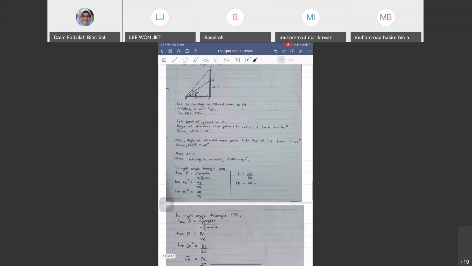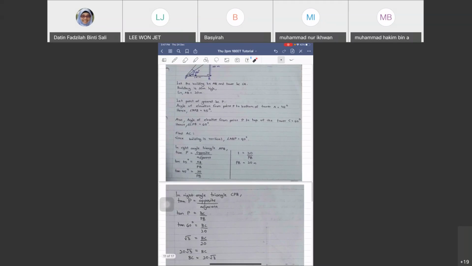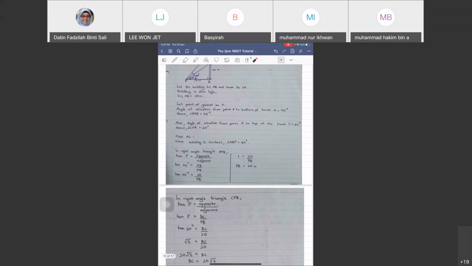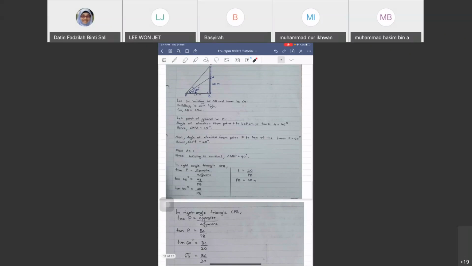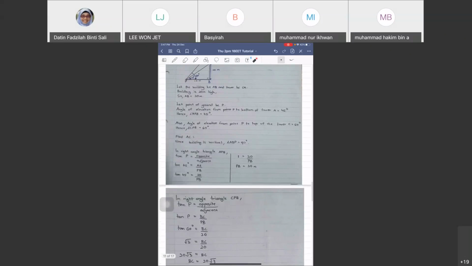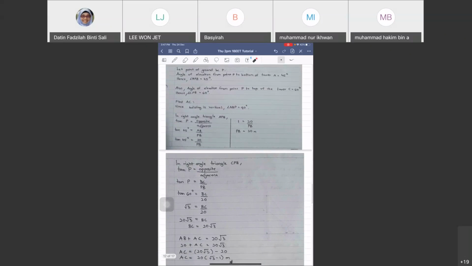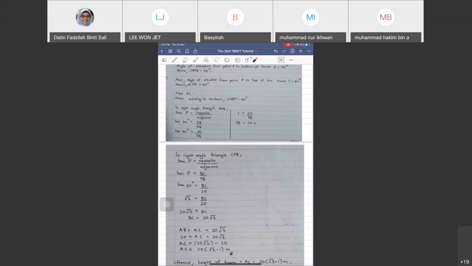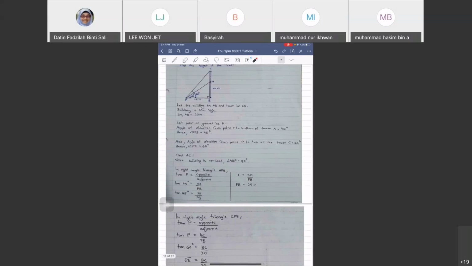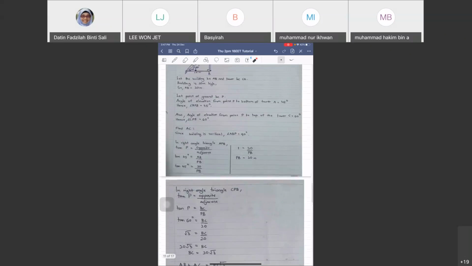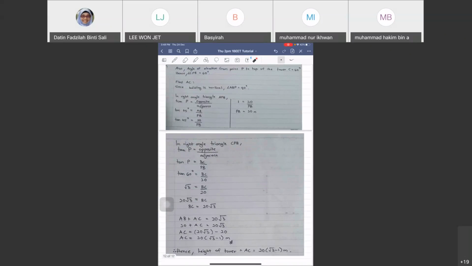Okay, so in right angle triangle CPB, tangent 60 equals to BC over 20. So BC is 20. Okay, I suppose this is correct. So that means you just need to find the whole height and then you subtract, isn't it? So AB plus AC. So you already got AC, so then you subtract.